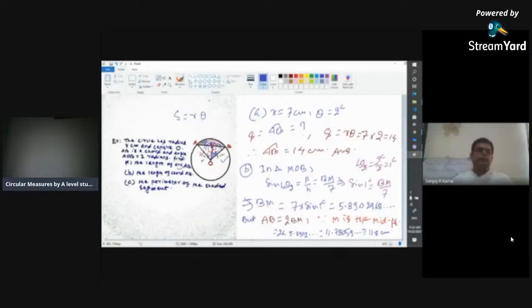So here the perimeter will be: you can see that the length of arc RKB is 14 centimeters, plus the length of this chord, which is 11.8 centimeters. So the total is 25.8 centimeters. So we have also answered question number C from this exam.